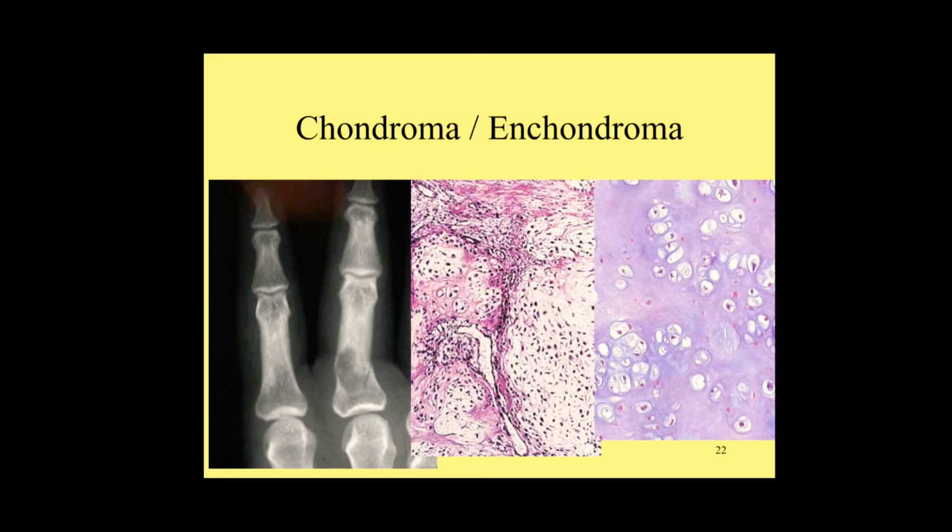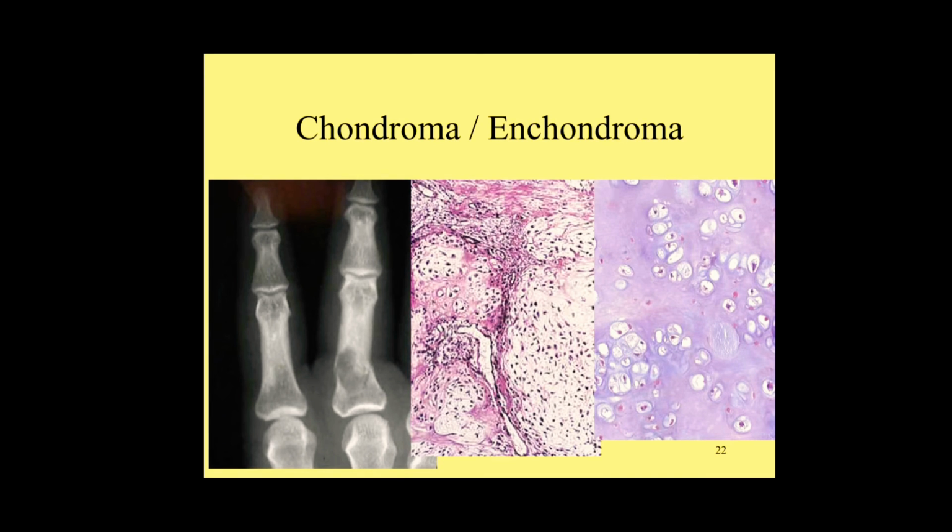Coming to the chondromas. Chondromas are benign tumors of hyaline cartilage that usually occur in bones of enchondral origin. Mainly they occur in the medullary cavity, where they are known as enchondromas. If they occur on the surface, they are called juxtacortical chondromas.